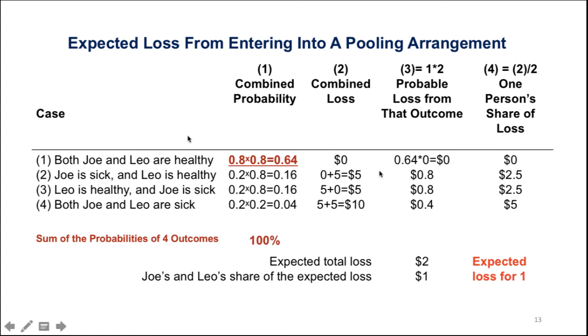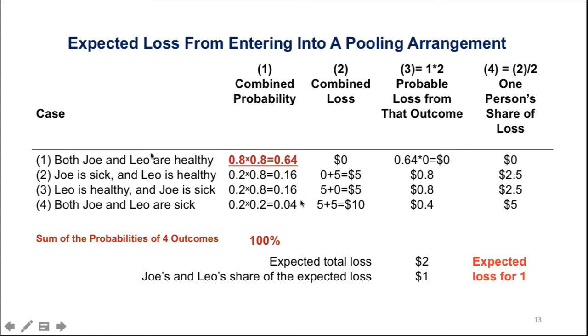In the next column we have the combined loss. Excuse me, here 20% multiplied by 20% is 4%, and then in column 2 we have the combined loss, which means that from the previous slides we had 0 loss if they are healthy, and if one of them is sick we have $5 loss, and if both of them are sick we have $10 loss here, right?